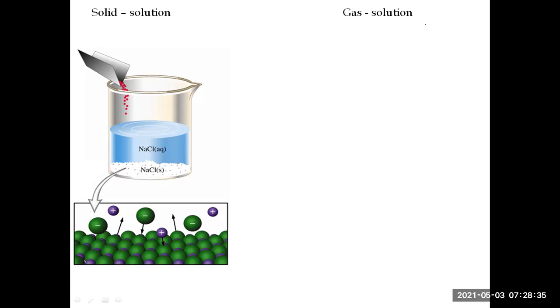Then equilibrium is said to be attained when the rate of dissolution of sodium chloride is equal to the rate of crystallization of sodium chloride. Okay. So when the rate of dissolution becomes equal to the rate of crystallization, the solid is in equilibrium with its component in the solution. That's the way.